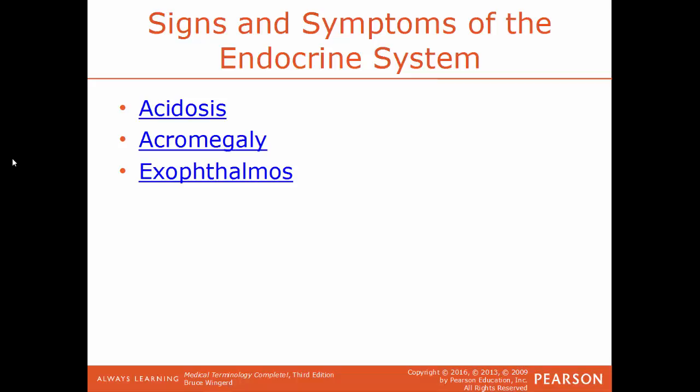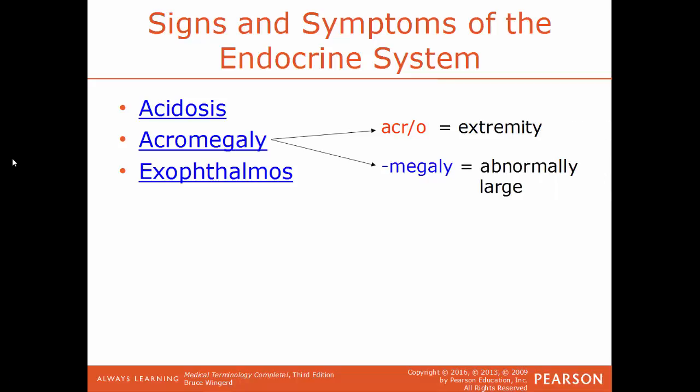The first one, acidosis. This is having an excessively acidic condition of the body fluids or tissues. Acromegaly, we're going to break down that term. Acro means extremities. Megaly means the abnormal enlargement of. This is the abnormal enlargement of an extremity. In our next term here, exophthalmos. This is an abnormal protrusion of the eyes.